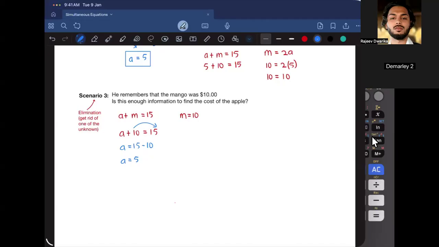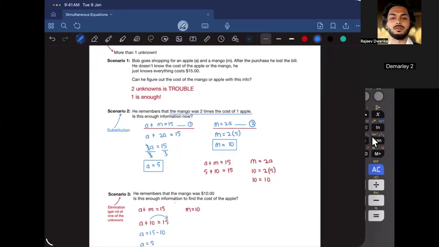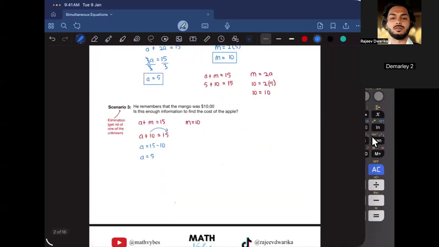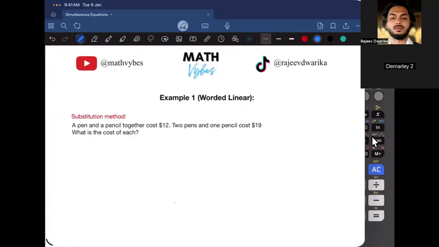All right. So in elimination, we get rid of one of the unknowns, and in substitution, you're making an equation and plugging that into the other equation. So that's the basic gist of it. Let's do an actual question. I'm going to run through the substitution method first, and then I'm going to show you the elimination method. The elimination method is the best method to use for linear equations.